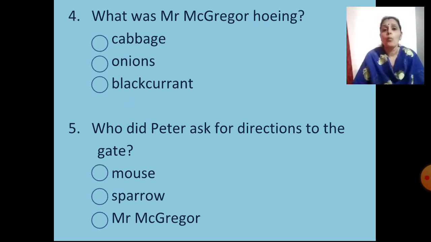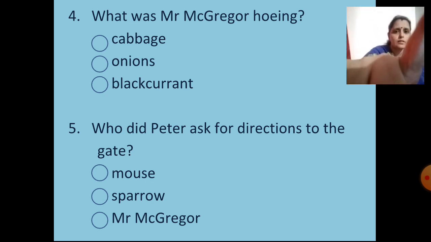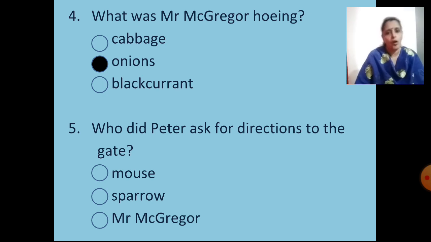Next one. What was Mr. McGregor hoeing? Cabbage, onions or blackcurrant? What was he hoeing? When Peter gets onto the wheelbarrow, he sees Mr. McGregor hoeing something. What was it? Onions. So let us click on onions and select it.